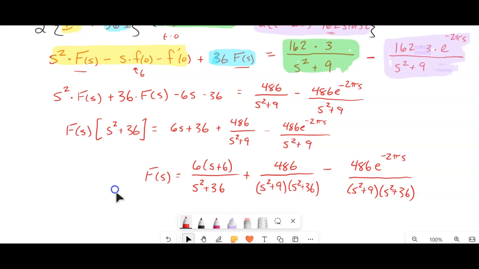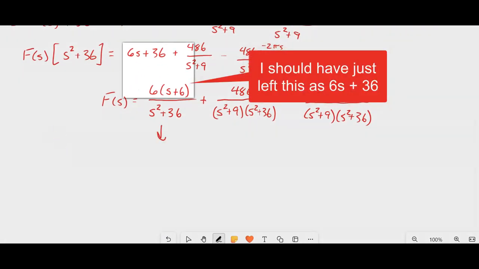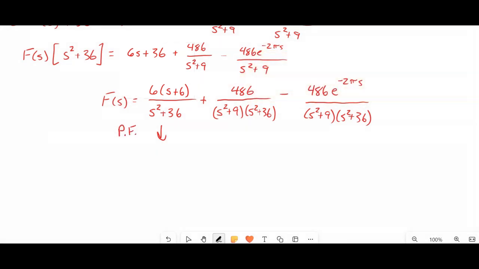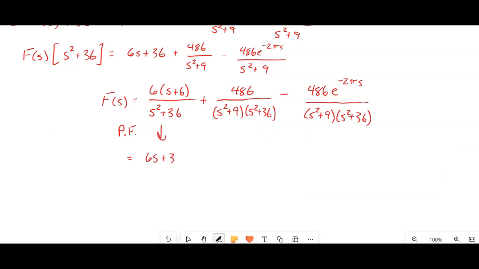Now it's time to do partial fraction decomposition on these things. All right, so partial fractions, I'm just going to put PF. So this is just going to stay the same. Actually, I'm going to leave it 6s plus 36. I'm going to break it apart in just a second. Over s squared plus 36. All right, now partial fractions. This becomes two different fractions. This 486, it's going to become a negative 18 over the s squared plus 36 part. Arrows are backwards. That's going there. And then this one is a positive 18 over s squared plus 9.